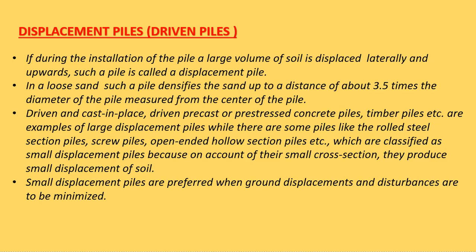Driven and cast in place, driven precast or pre-stressed concrete piles, timber piles, etc. are examples of large displacement piles, while there are some piles like the rolled steel section piles, screw piles, open-ended hollow section piles, etc. which are classified as small displacement piles because on account of their small cross-section they produce small displacement of soil. Small displacement piles are preferred when ground displacements and disturbances are to be minimized.